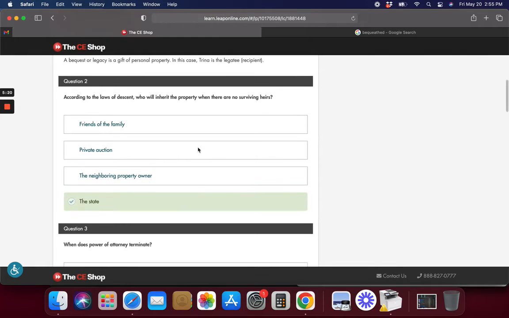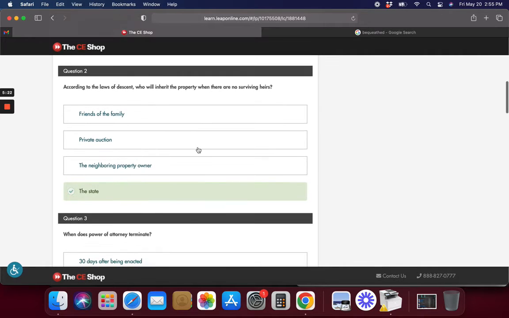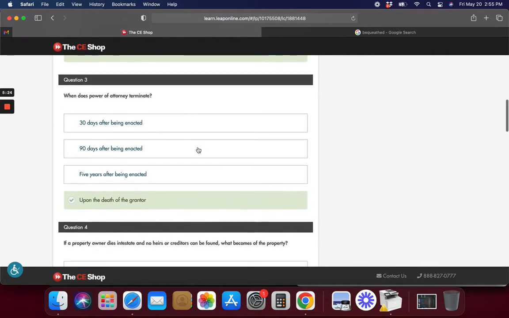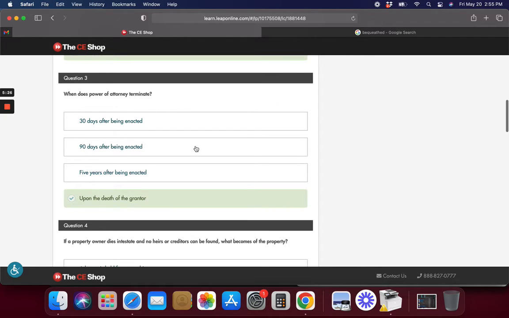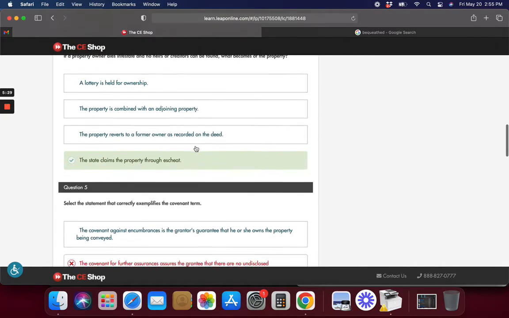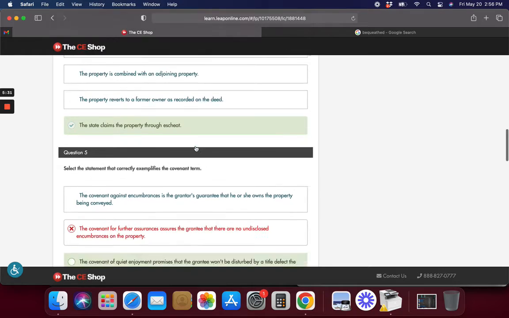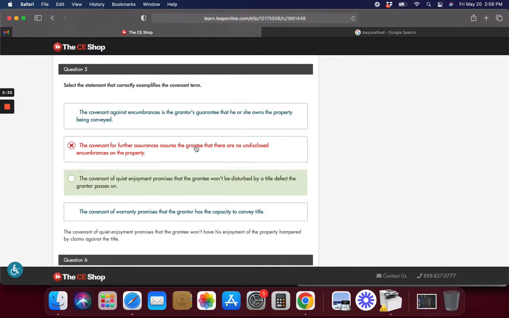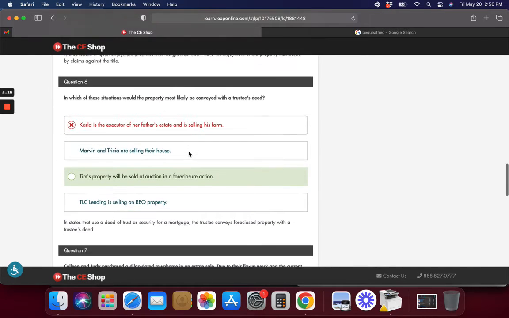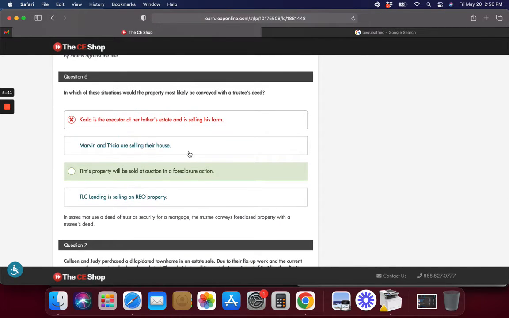The no inheriting heir, no surviving heirs is the state. I got this one right. Total guess upon the death. All right. The state claims the property. And this one here is quiet enjoyment. Won't be disturbed. Tim's property will be sold at an auction. Okay. All right. Foreclosure.